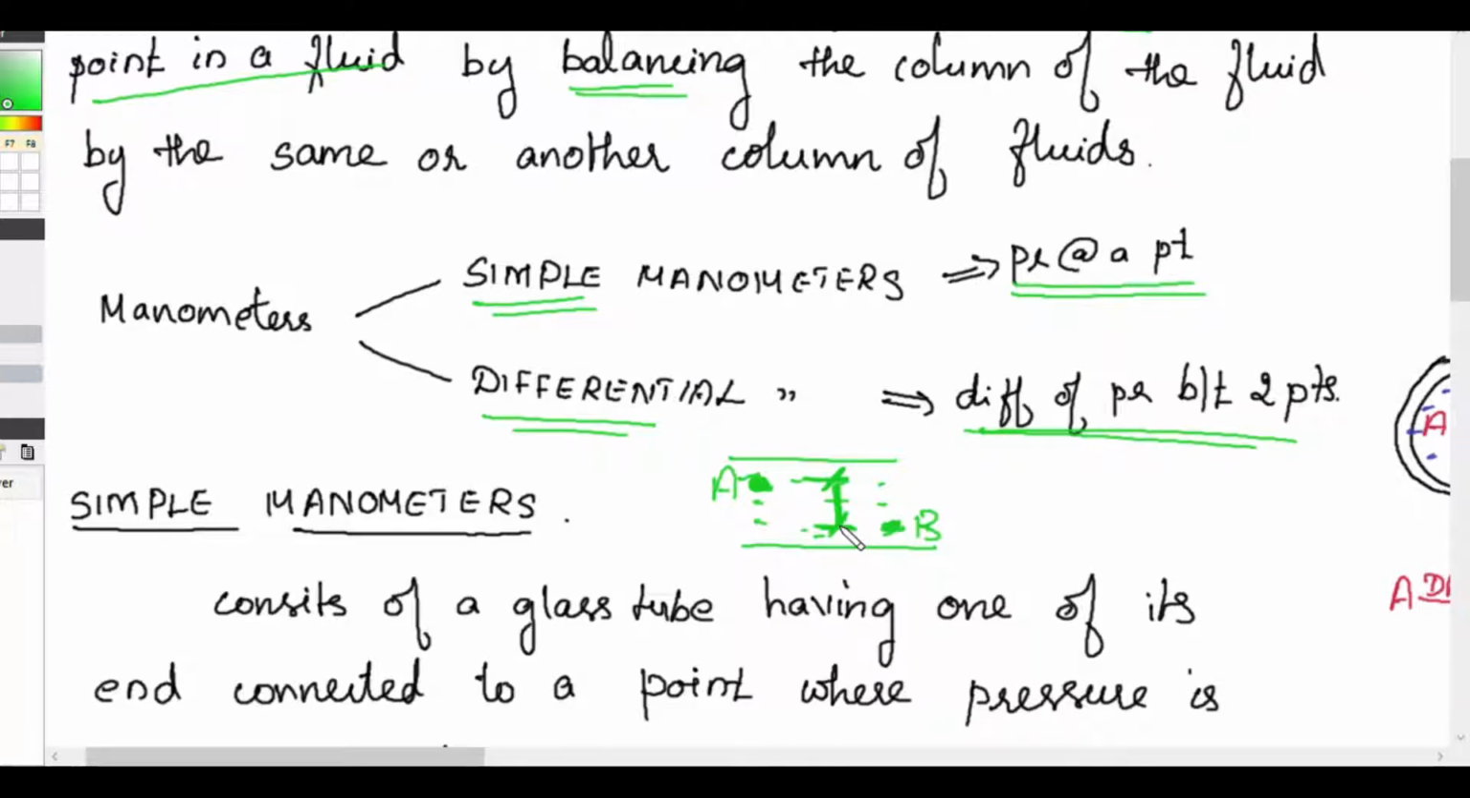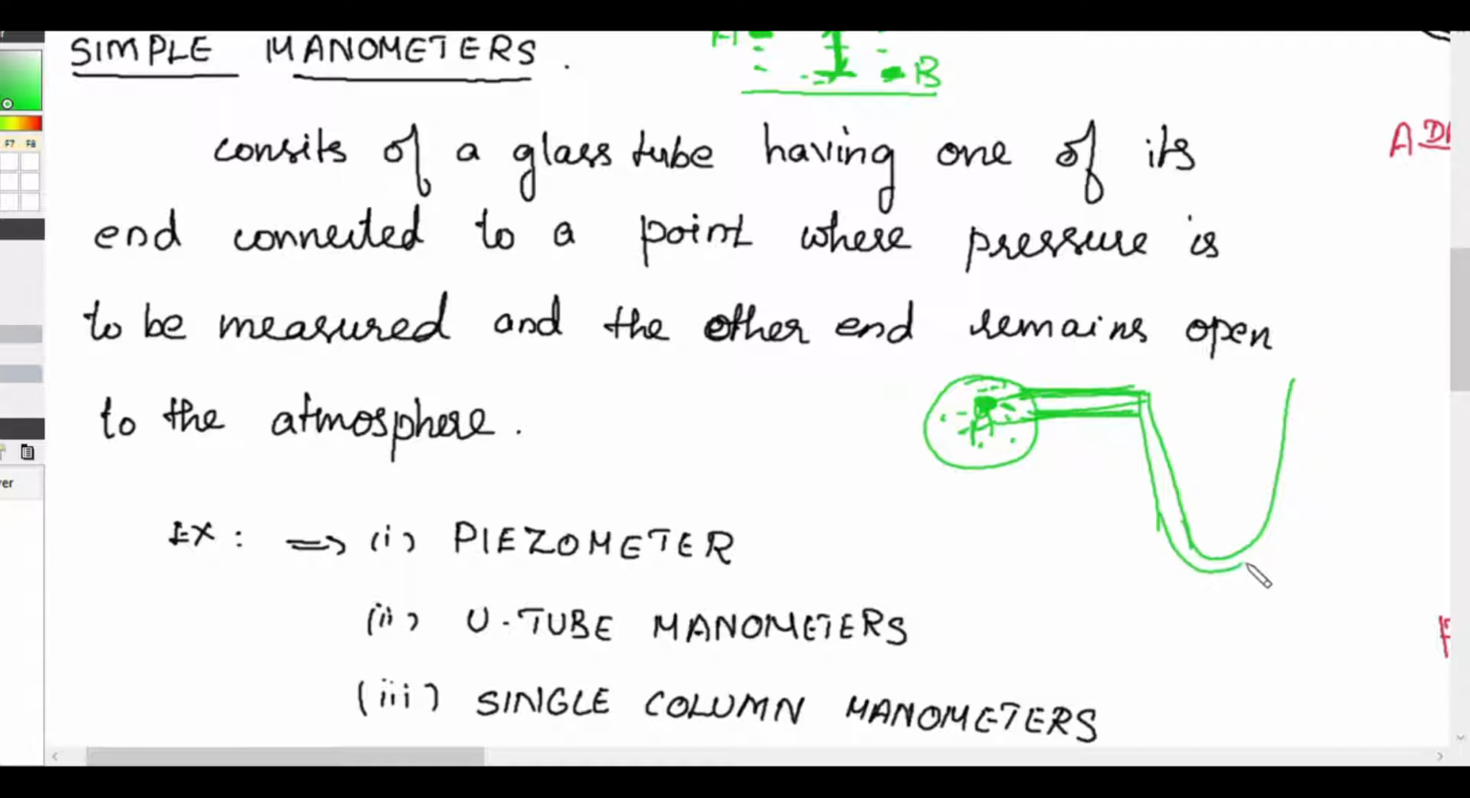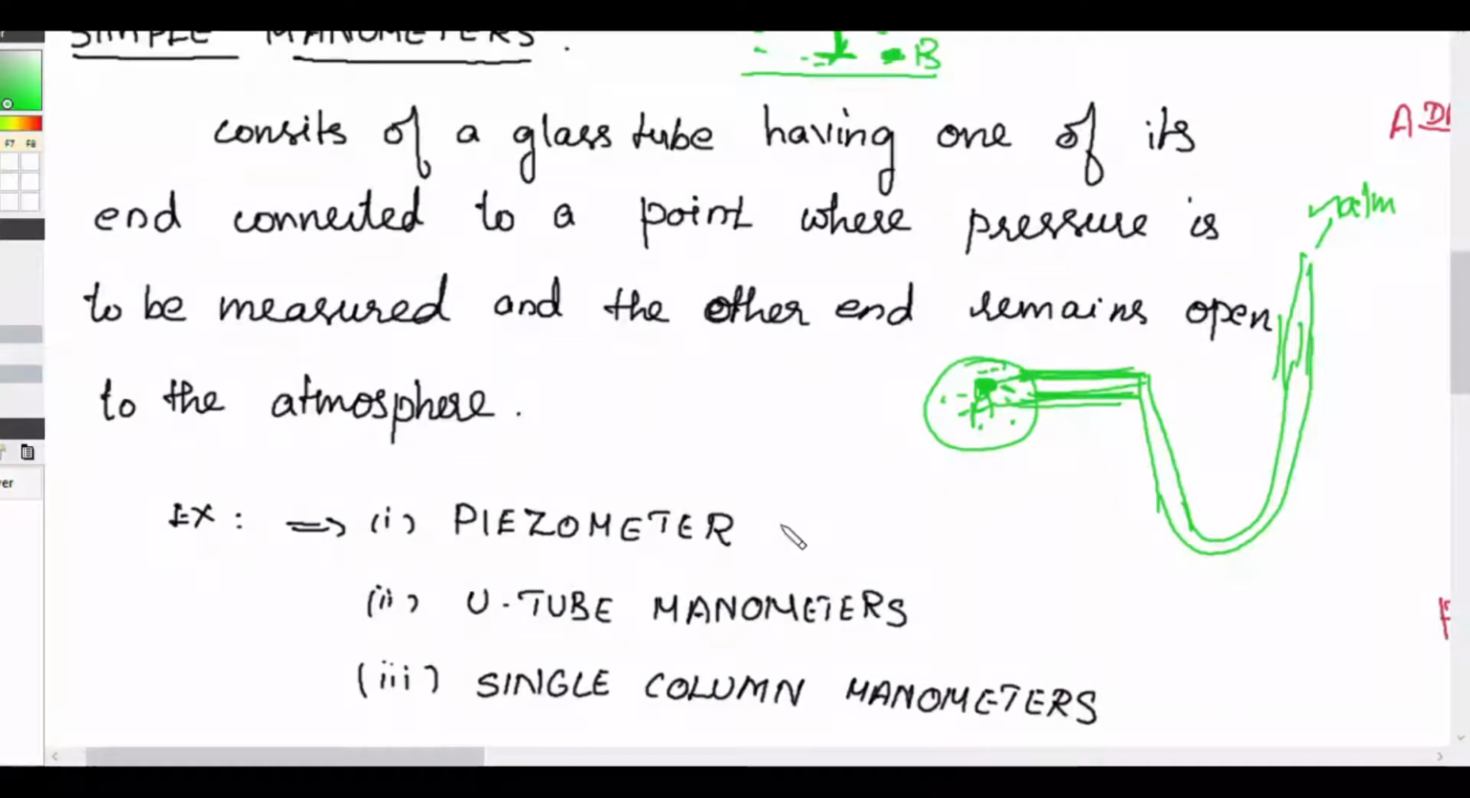Now let us see what a simple manometer is. A simple manometer consists of a glass tube having one of its ends connected to a point where the pressure is to be measured. And the other end remains open to the atmosphere. The examples of simple manometers are piezometers, U-tube manometers and single column manometers.